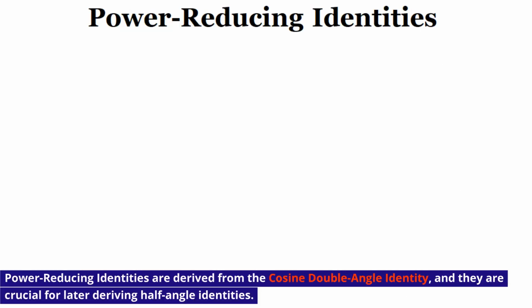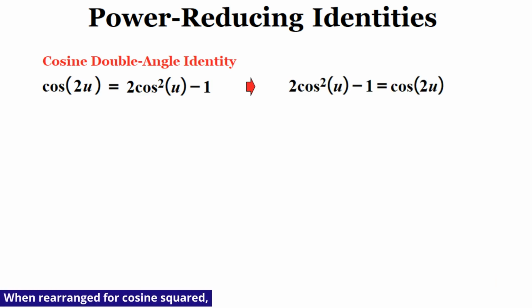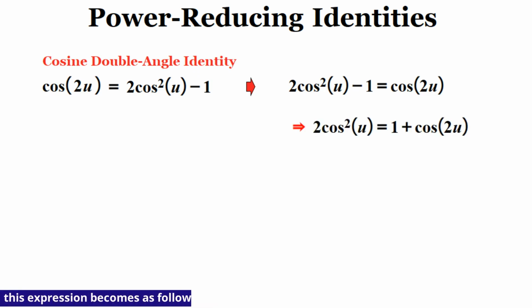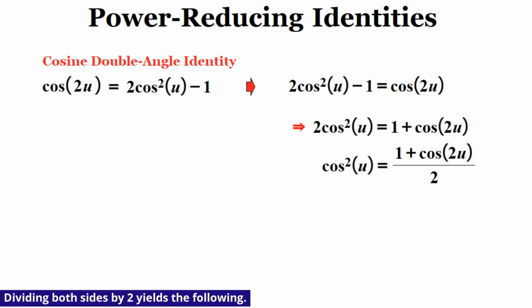Power-reducing identities are derived from the cosine double angle identity, and they are crucial for later deriving half-angle identities. The first identity, when rearranged for cosine squared, this expression becomes as follows. Dividing both sides by 2 yields the following.